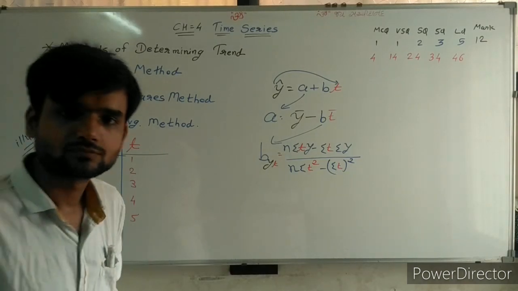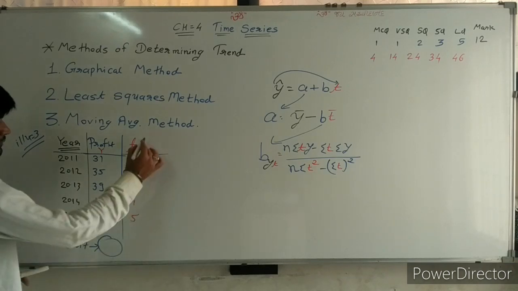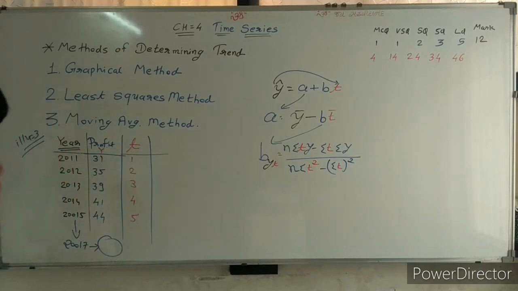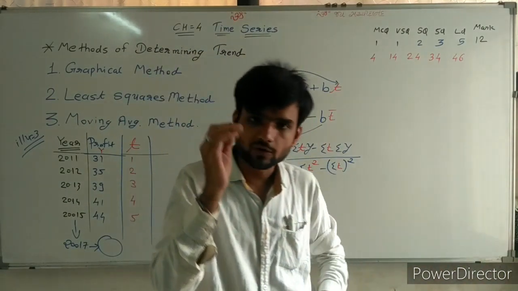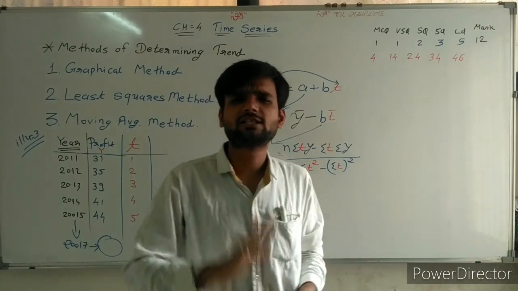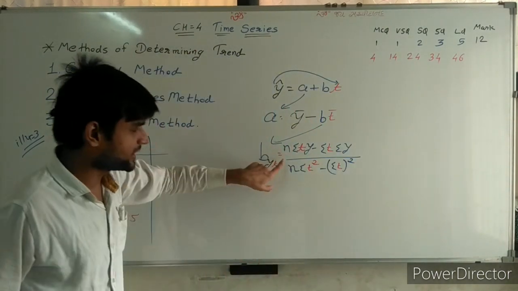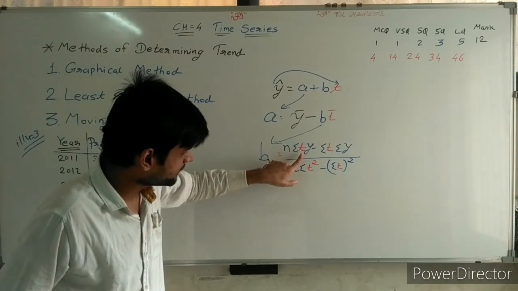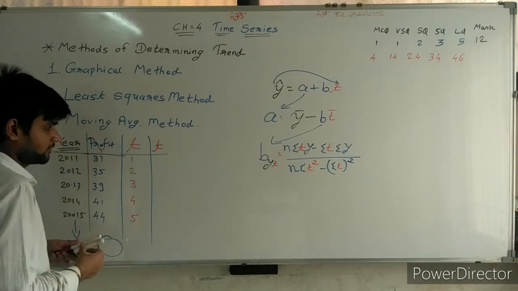That is not given. So first of all, sir, for 11 we give time 1, for 12 time 2, 13 is 3, 14 is 4, 15 is 5. So t is given. Compulsorily we have to write 1, 2, 3, 4, 5 for different years, different months, different times, whatever is given. Going ahead. Now sir, to find b, what do we need? First of all we need ty, the multiplication of t with y.